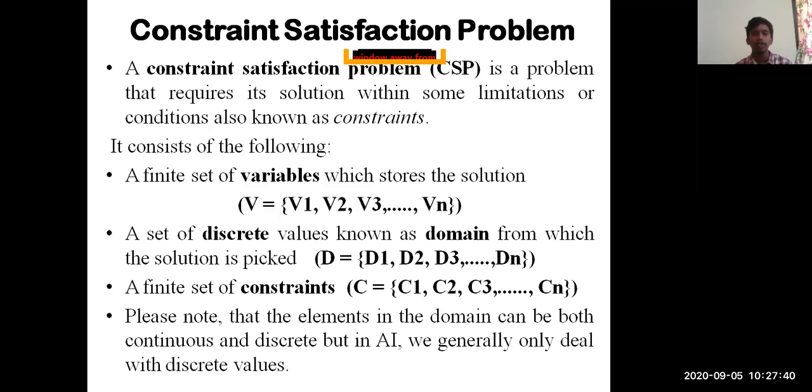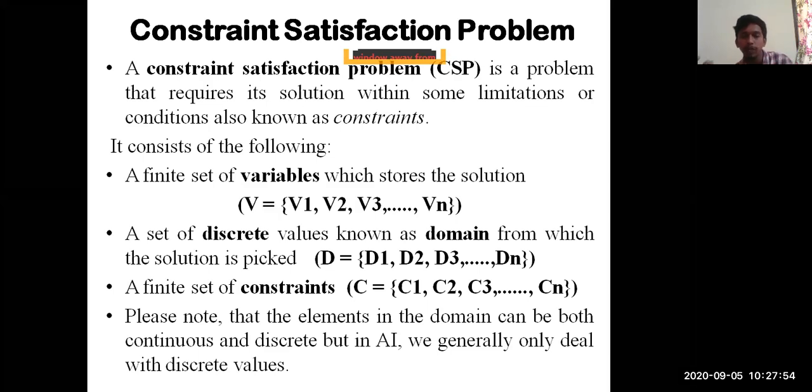Talking about the terminology with respect to CSP, you will have a finite set of variables. We call it V, which stores the solution. So V equals V1, V2, V3. Depending on the number of variables, you'll have a number of domains, number of constraints. That's what we call level 1, level 2, right?